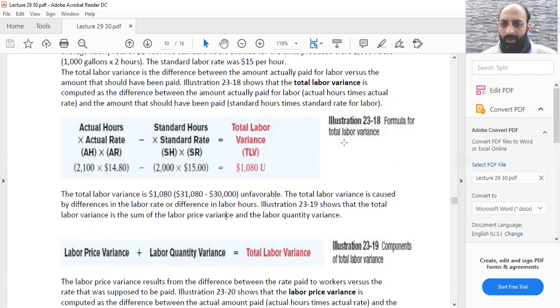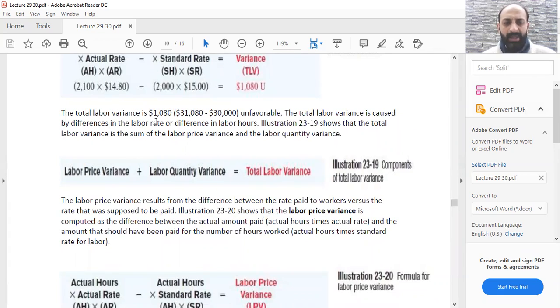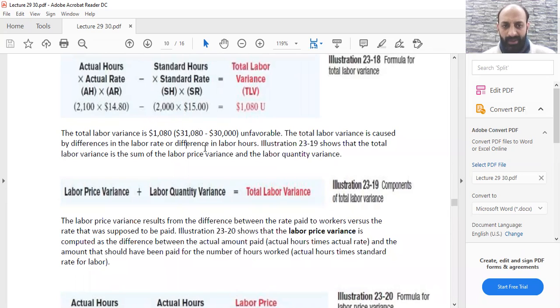So the formula for total labor variance is actual hours into actual rate, जो आपका एक्चुअली आपके घंटे लगे थे to produce and जो actual labor in form of wages and salaries आपने pay की थी, minus standard hours into standard rate, which is the standard that should have been incurred. So you get total labor variance which is unfavorable as we can see. The total labor variance is 1080 when you subtract these two figures. Unfavorable. The total labor variance is caused by difference in the labor rate or difference in labor hours.